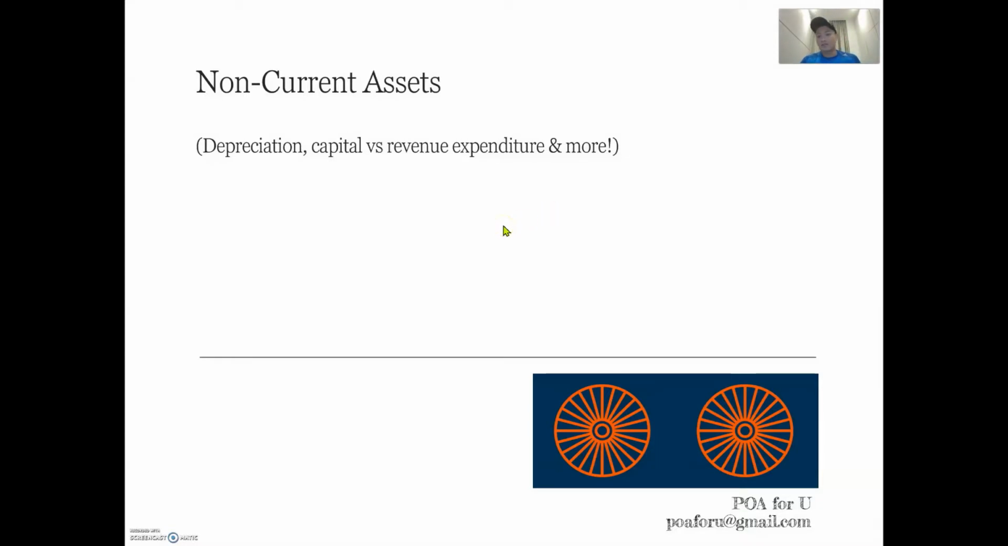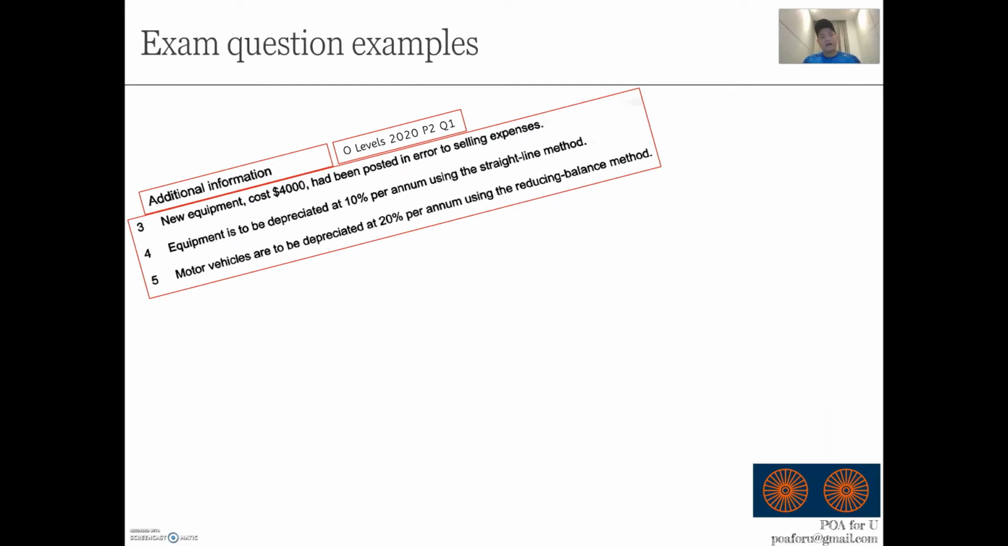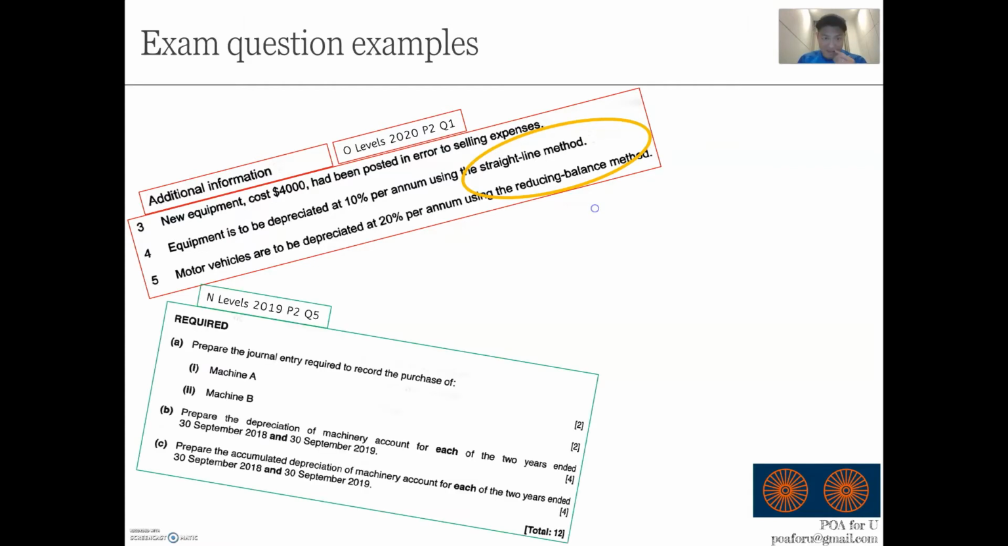Okay, so before I get into the theories, let's look at some exam questions. We see that in paper 2 question 1, whether it's O-level or N-level exams, you will always be asked to calculate depreciation on a straight line basis or reducing balance method. And this is definitely going to come out every year. So you've got to make sure you know what the concepts are, and what the implications are to the statement of financial performance or statement of financial position, etc.